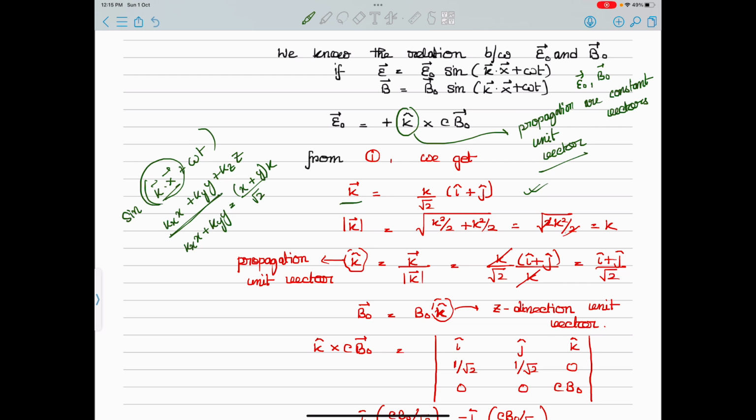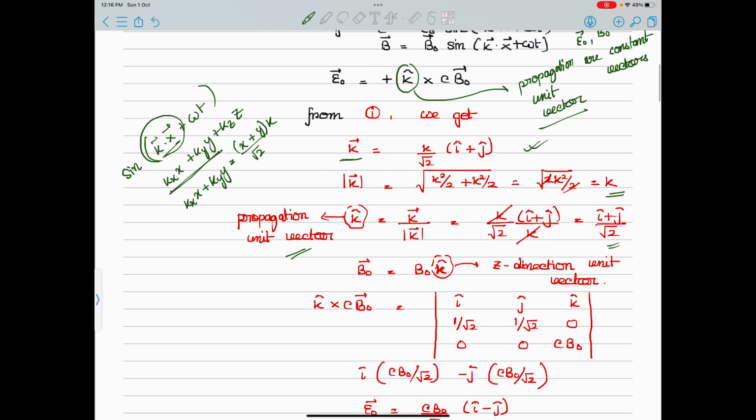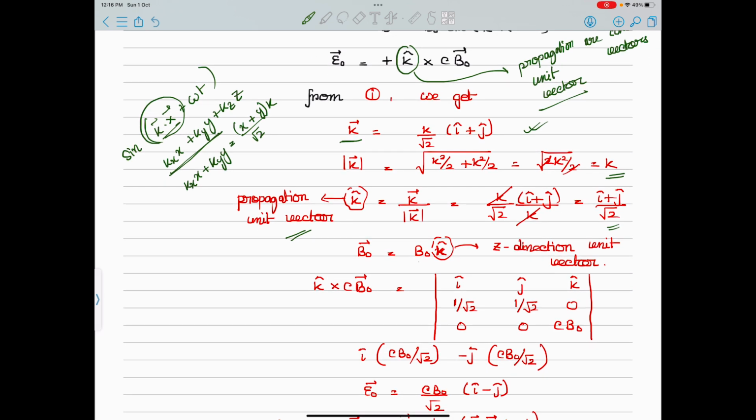You just add it, square it, and we will get that as k. Therefore the propagation unit vector k cap is, as per the definition of the unit vector, the propagation vector divided by its magnitude. If we do that, it comes out to be (i plus j) by root 2. Now we know that B is given in the question as B naught k cap.